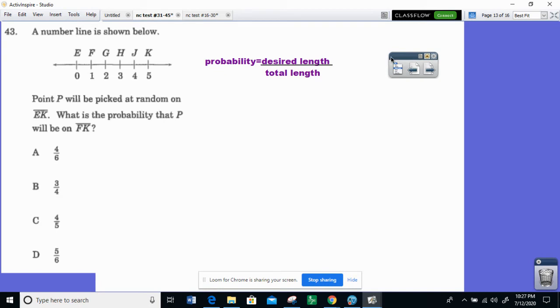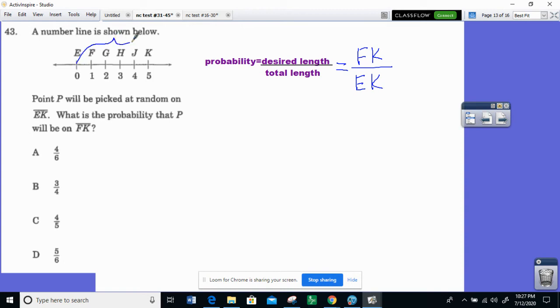Number 43 says a number line is shown below. Point P will be picked at random on segment EK. What is the probability that P will be on segment FK? Well, probability is a ratio of part over whole. So in this case, it's going to be the desired length over the total length. For us, that means the length of segment FK divided by the length of segment EK. So how long is segment EK? Well, from 0 to 5 is the length of 1, 2, 3, 4, 5.